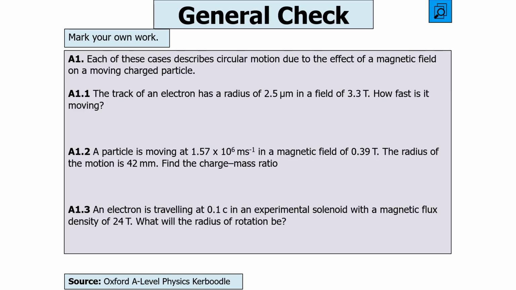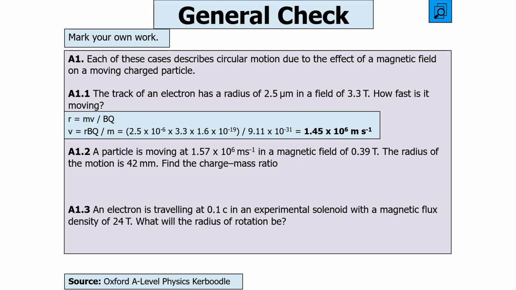Right, in this first one, we're rearranging our equation, which is F equals BQV, which equals mv squared over r. So therefore, r equals mv over BQ. So v equals rBQ over m. Pop in all the values, and you get 1.45 times 10 to the 6 meters per second.